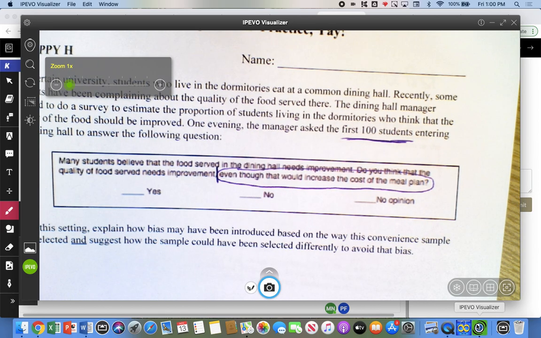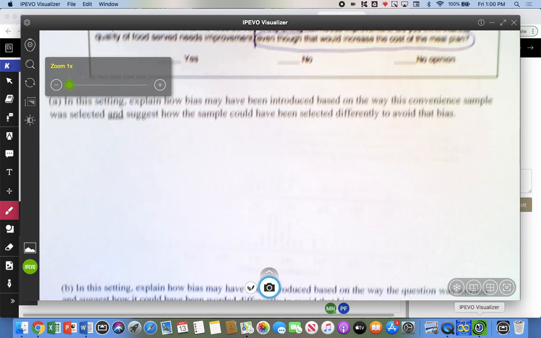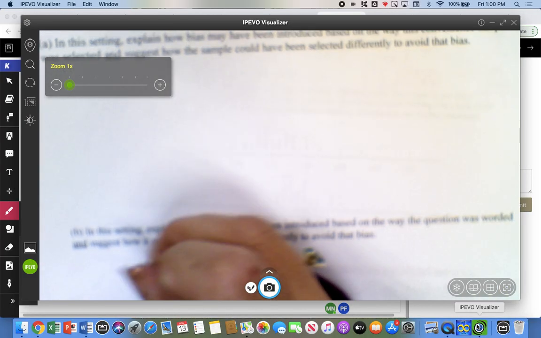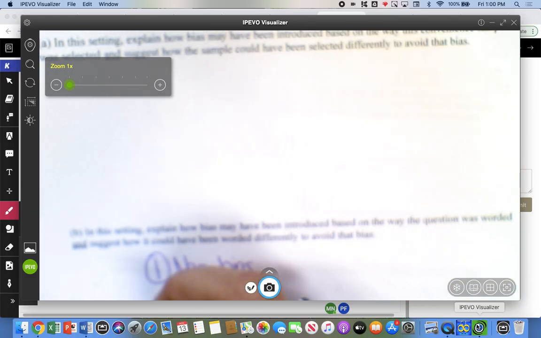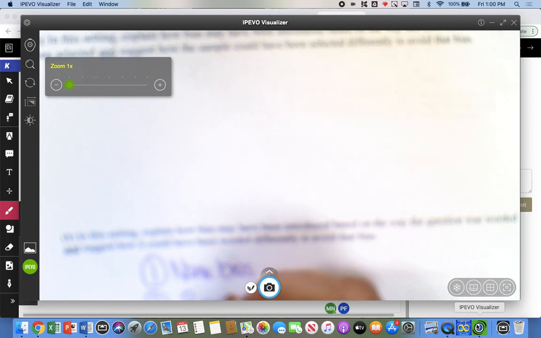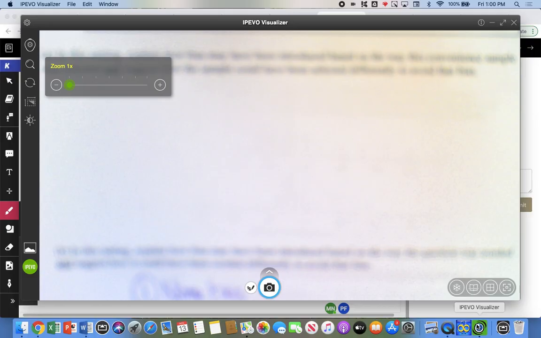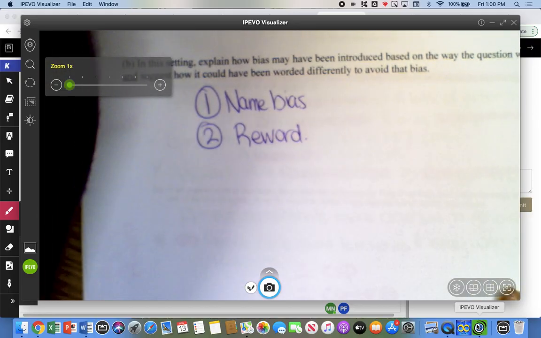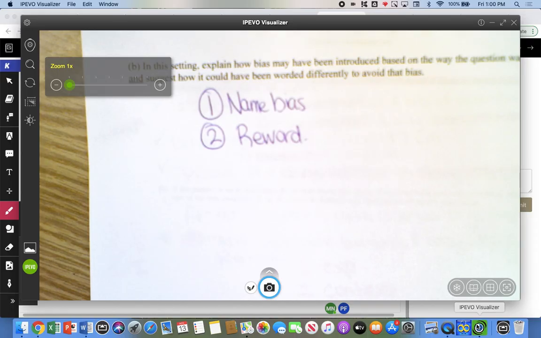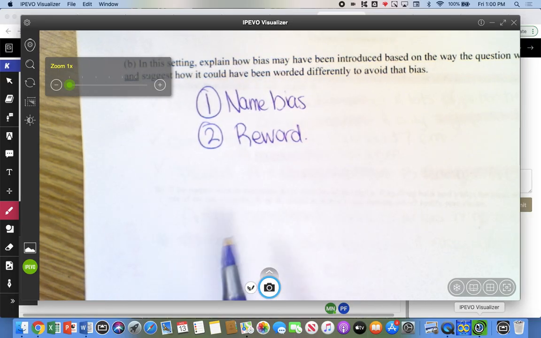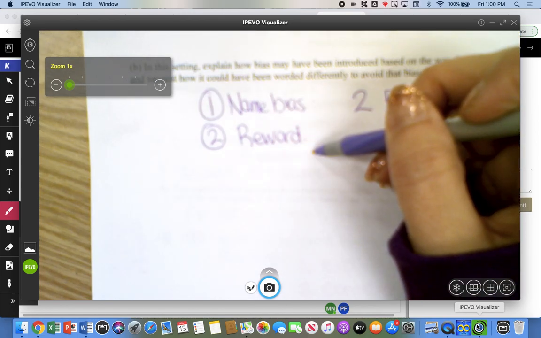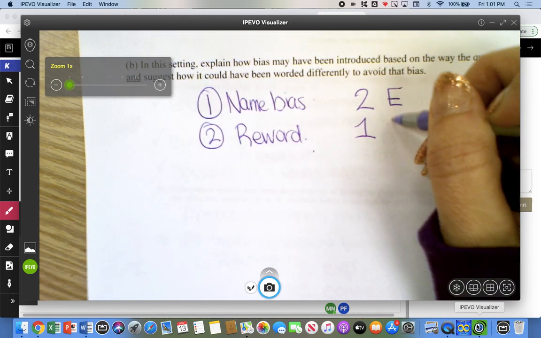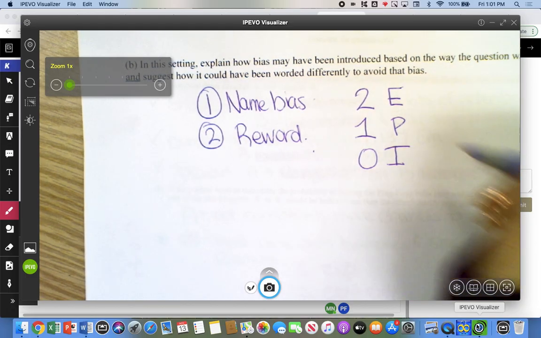Now, it says suggest how it would be worded differently. So the first thing that you're going to get points on in this part is naming your bias, whether you talked about the first part or the last part or both. And then the second part is to reword it. How would you have reworded that question? As long as you had a decent reword, so if you had both parts, that's an E. If you named the bias and didn't reword it, or vice versa, so if you only had one of the components, that's a P, or if you had 0 of the components, that's an I.